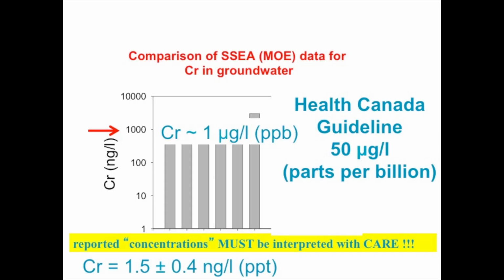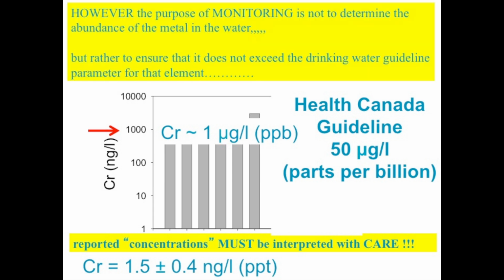So here are chrome concentrations in groundwater from the Ministry of Environment in Toronto for the same area. They find about 1,000 parts per trillion, which is 1 part per billion. That's what they find. We find a part per trillion. So our data is 1,000 times lower, right?